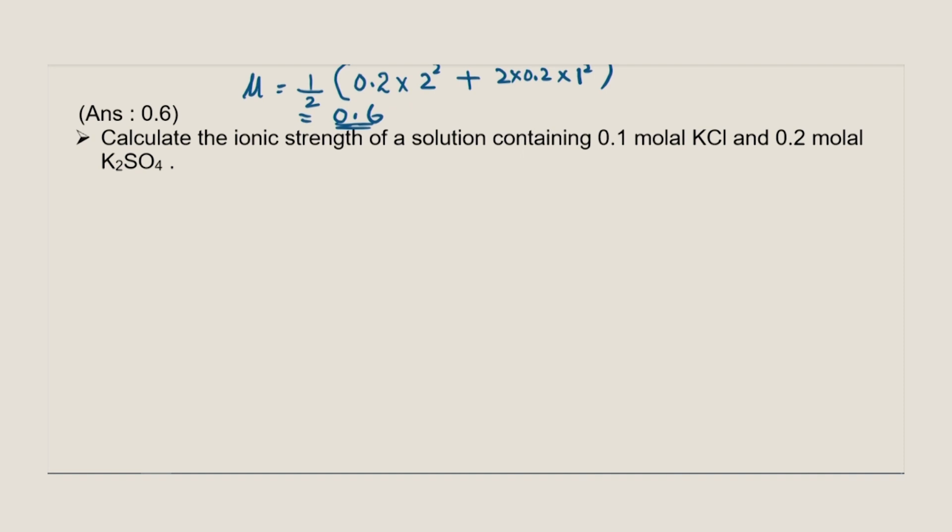Calculate the ionic strength of a solution containing 0.1 molar KCl solution and 0.2 molar potassium sulfate solution. So, you are having 2 electrolytes together in an electrolytic solution. Here, we have to write down the ionization of both the electrolytes. For example, I am taking KCl. KCl will ionize as K plus and Cl minus. Okay. When we go for potassium sulfate, it is slightly different.